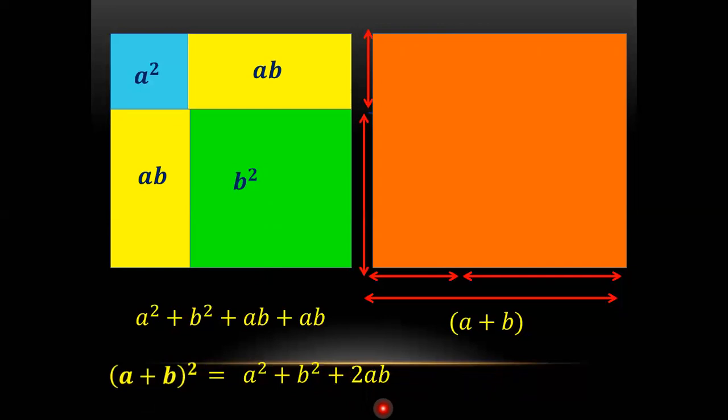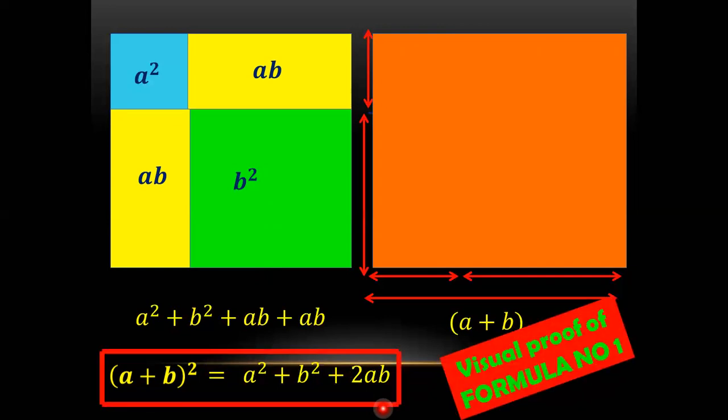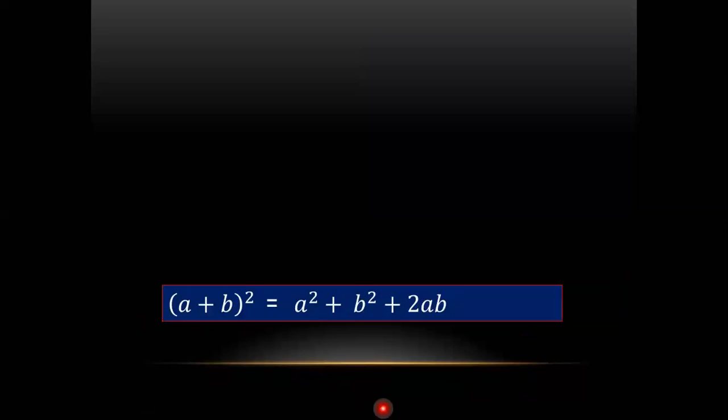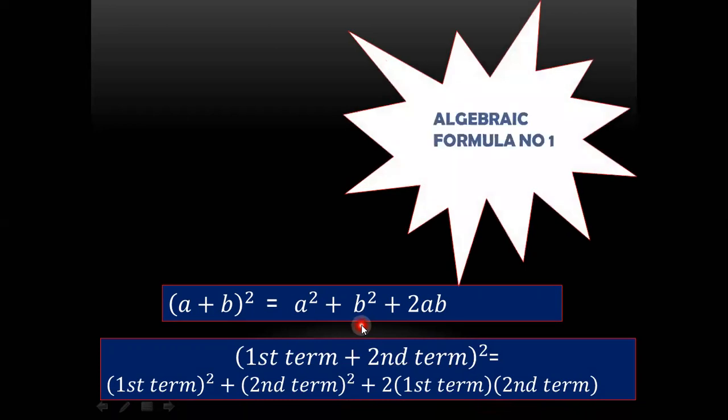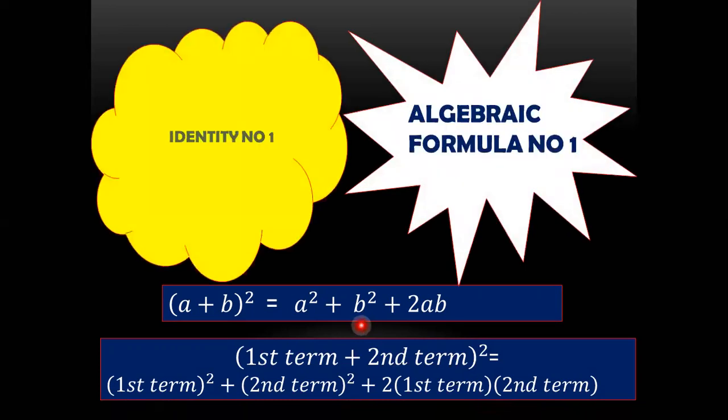So what we have done is the algebraic formula and its visual proof of formula number 1, which is called algebraic formula number 1 or identity number 1. So we have learned a plus b whole square is equal to a square plus b square plus 2ab, or we can write it in words as first term plus second term whole square is equal to first term whole square plus second term whole square plus 2 into first term into second term. This is the first term and this is the second term, and this is the algebraic formula number 1, and we can also call it identity number 1.